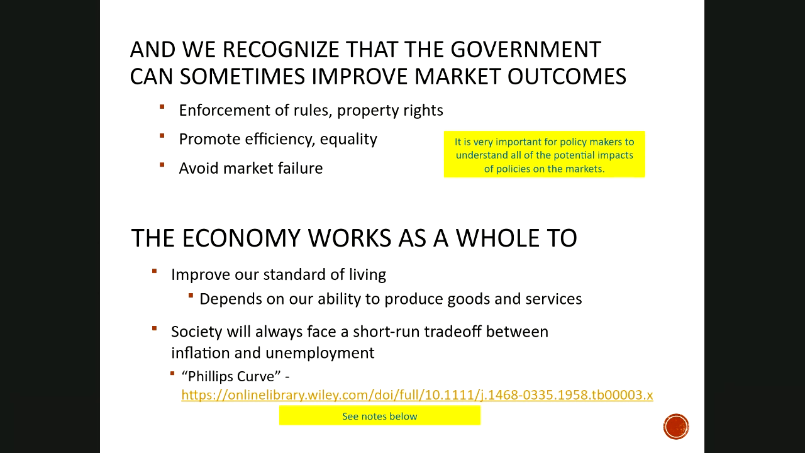The economy works as a whole, so why do we do this? The answer is that the economy works as a whole to improve our standard of living, and that depends on our ability to produce goods and services. The reality is that the more a country produces, the more value it creates. This correlates to an elevation of the standard of living its citizens enjoy. A perfect example is education. Almost always the richest countries enjoy much higher and better levels of education.